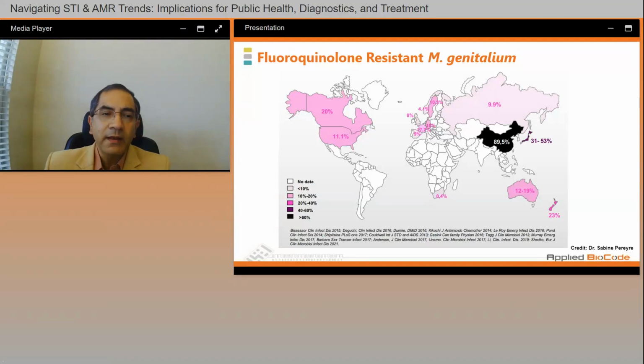As you can see on the slide, fluoroquinolone-resistant M. genitalium have been detected in the US, Canada, Western European countries, Russia, China, Japan, Australia, New Zealand, and South Africa. The prevalence of fluoroquinolone-resistant M. genitalium also varies greatly from 0.4% in South Africa to 90% in China. The sample size in this study and the number of studies in this country could influence the prevalence rate.